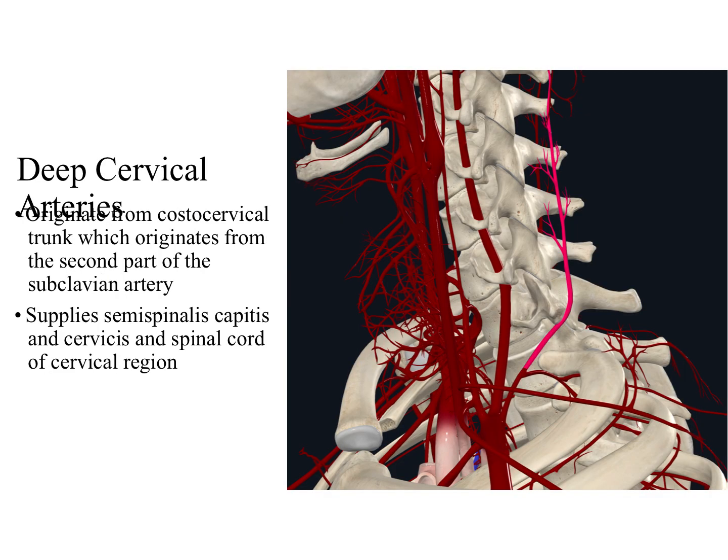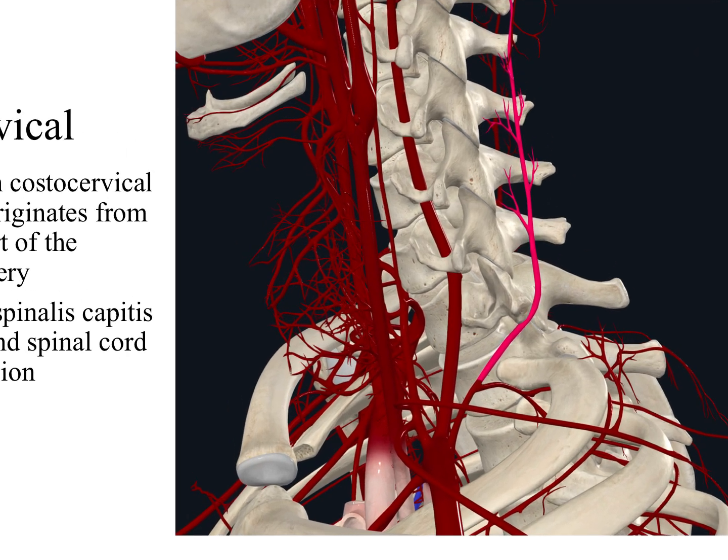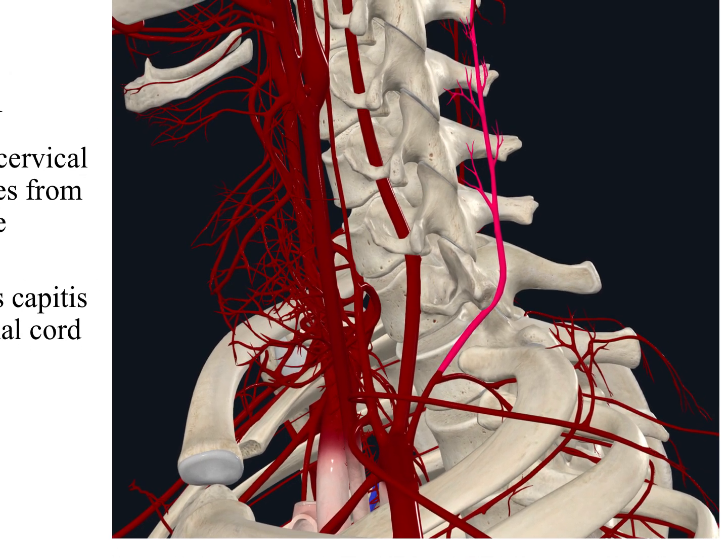This diagram is illustrating the deep cervical arteries that originate from a costocervical trunk, which originates from the second part of the subclavian artery, and it's going to supply the semispinalis capitis and cervicis, as well as some of the cervical or some of the spinal cord of the cervical region. So let's just take a look at this picture here so you get a better idea of what I'm talking about. We have the costocervical trunk right here, and that has two terminal branches.